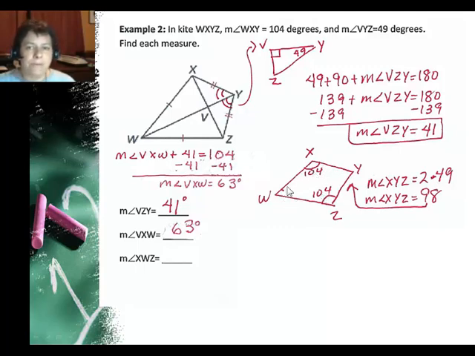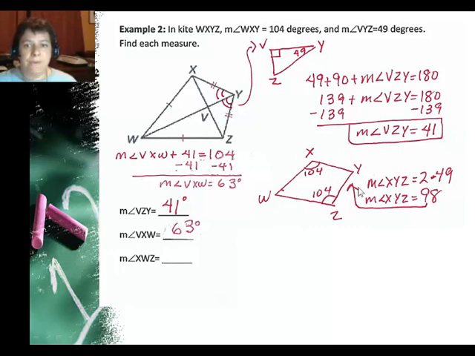And I'm really looking for this angle here, angle W. I can figure out angle XYZ, because half of this angle is 49. Remember, the long diagonal is a perpendicular bisector. So I only have to multiply 49 by 2, and I get 98.